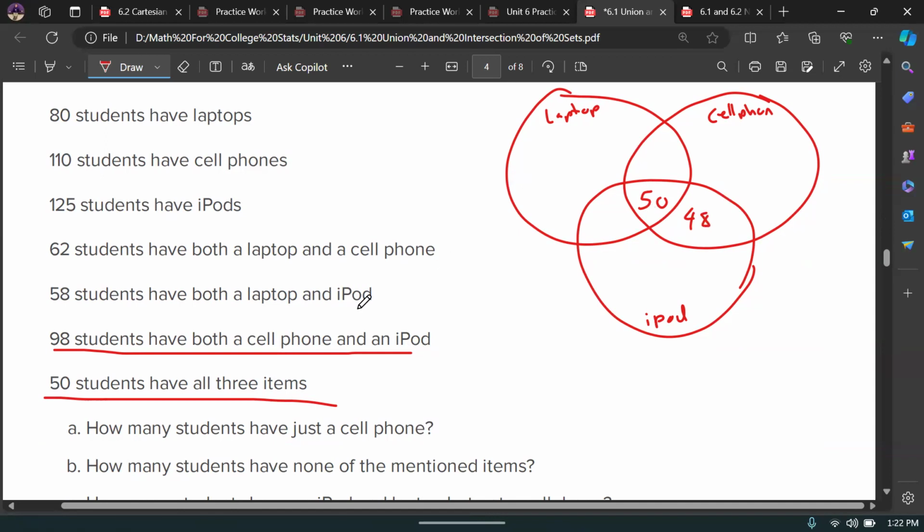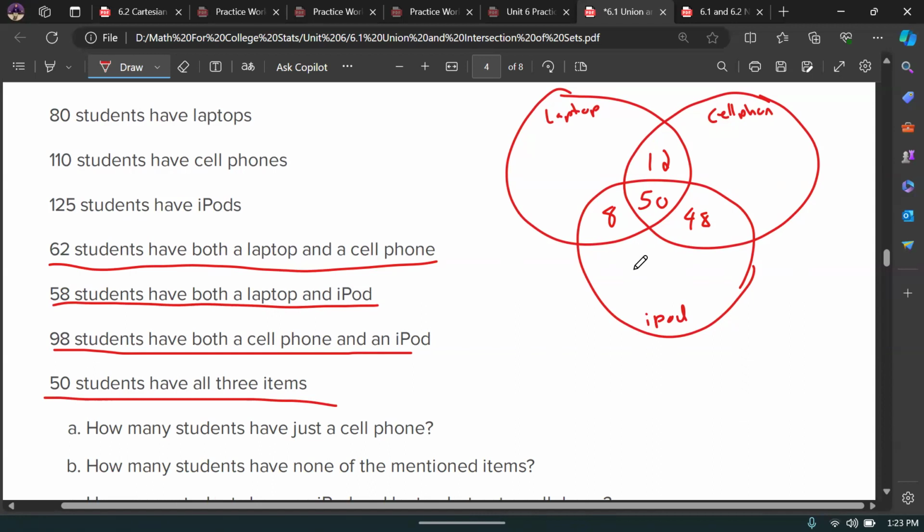All right, looking at the next one, 58 have both a laptop and an iPod. So laptop and iPod, that's this football wedge here. Remember, it's 58. We already counted 50 of them. So that means there's 8 more right there that just have laptop and iPod, but not all 3. And then we have one more overlap. 62 students have both a laptop and a cell phone. So laptop and cell phone, this overlap should be 62. Again, we've already counted 50, so this leaves 12 left over. So you see what I mean by working our way from in to out.